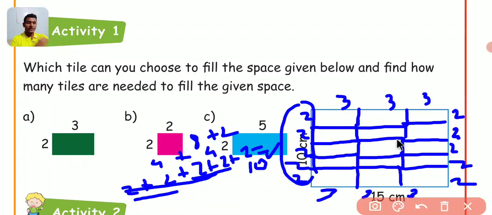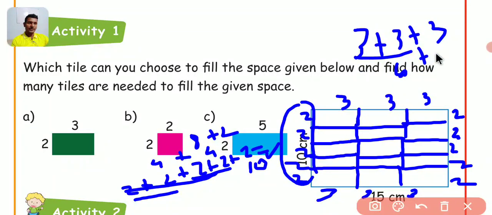Here you see, in the above we are fixing only 1 3. If you add 3 plus 3 plus 3, what is the answer? You must have 15. 3 plus 3, 6. 6 plus 3, 9. Okay, 6 plus 3 equal to 9 centimeter.